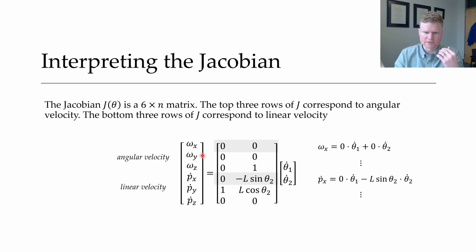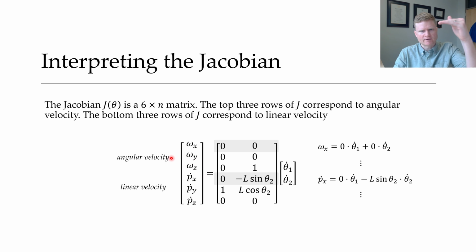The same is going to be true for the second row, which will tell me about omega y, and the third row will tell me about omega z. The same thing is true for my linear velocity. If I look at my 4th row, I'm going to have 0 times theta 1 dot minus L sine theta 2. That's going to be multiplied by theta 2 dot, and that will give me px dot. So each row of the Jacobian is telling me about a different element of my twist.